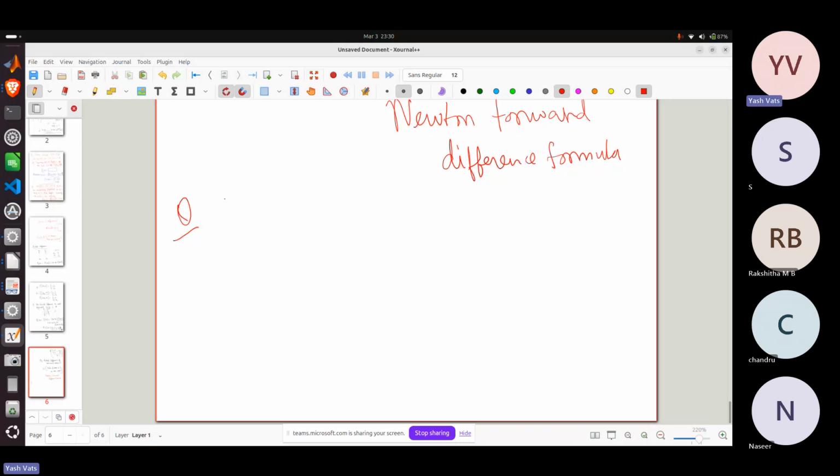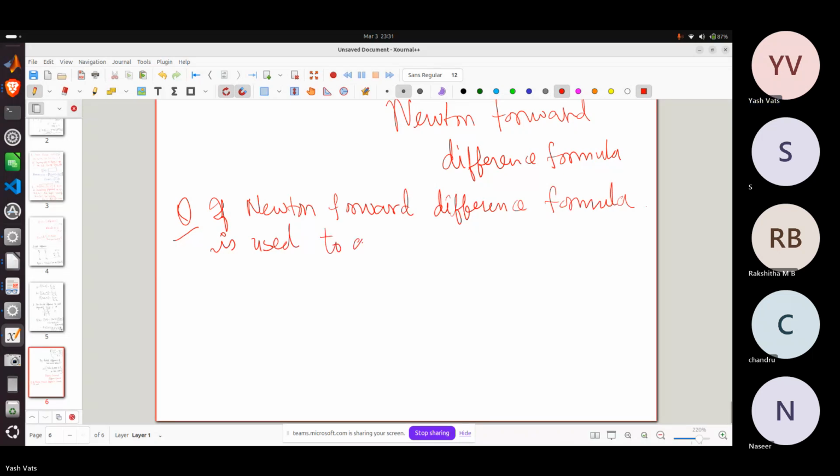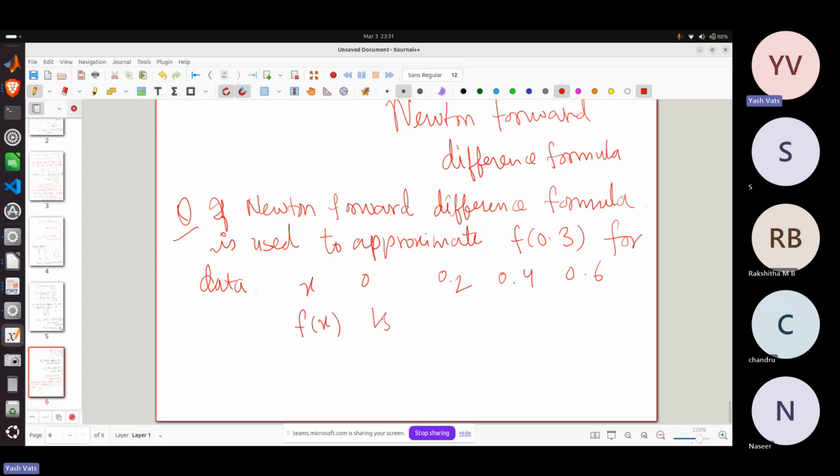So, if the Newton forward difference formula is used to approximate f at point 0.3 for data x, f(x): x is 0, 0.2, 0.4, 0.6 and f(x) is 15, 21, 30, 51.